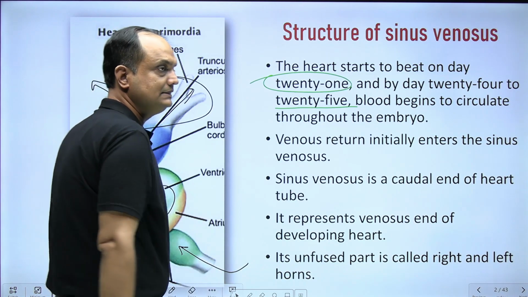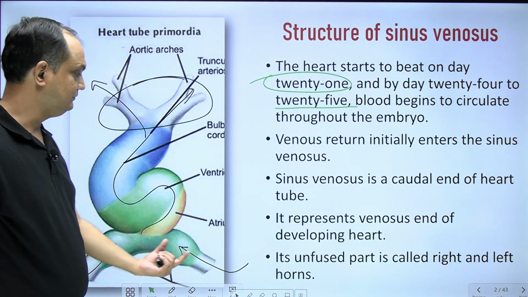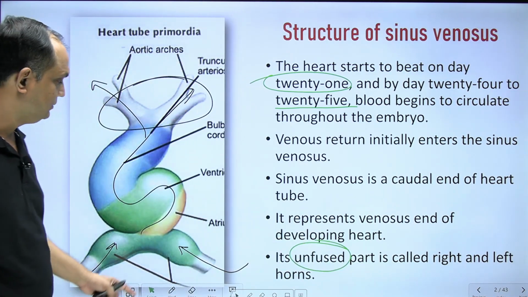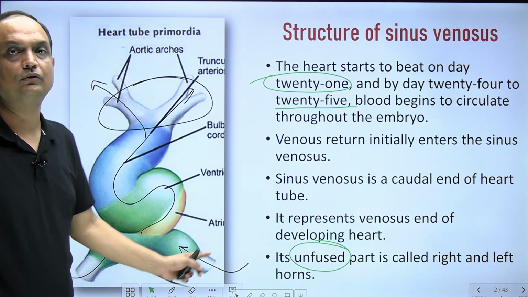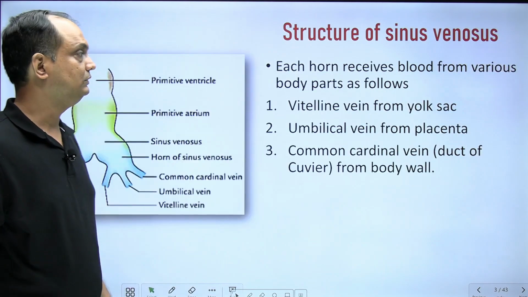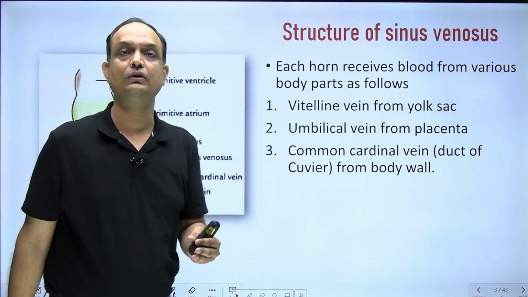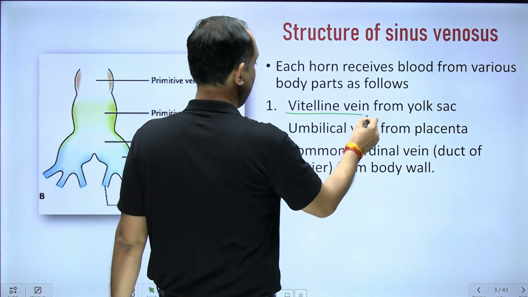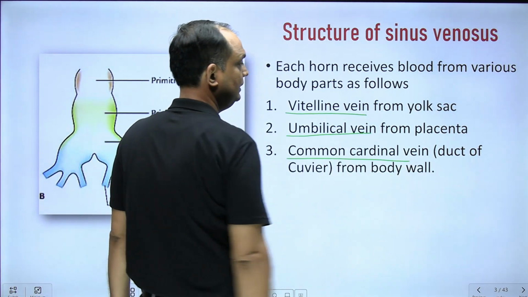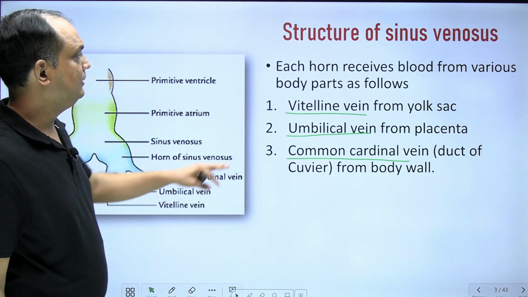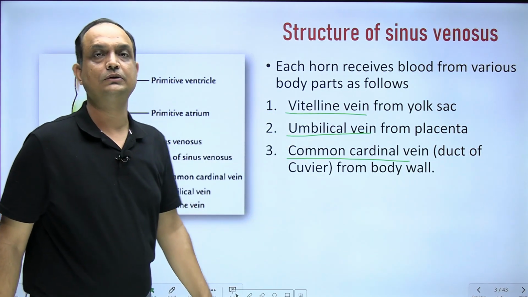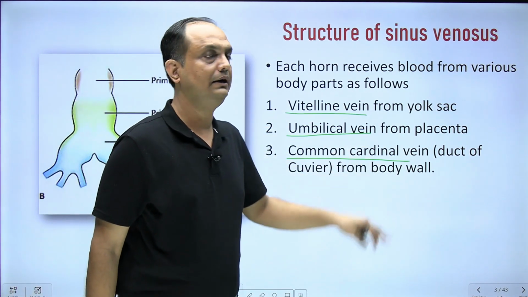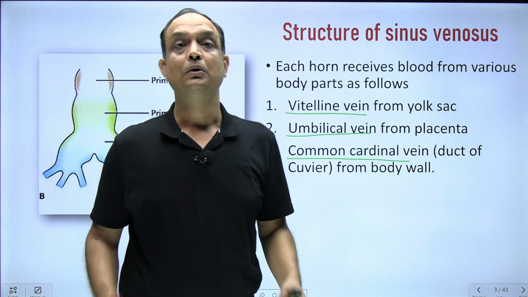Now the important thing is that when you see the lower end of the sinus venosus, it has unfused areas, and these unfused areas are known as the right and left horn of the sinus venosus. Now you know that every sinus venosus horn receives three veins, known as the vitelline vein, umbilical vein and common cardinal vein. The vitelline vein comes from the yolk sac, the umbilical vein comes from the placenta, and the common cardinal veins come from your body wall.